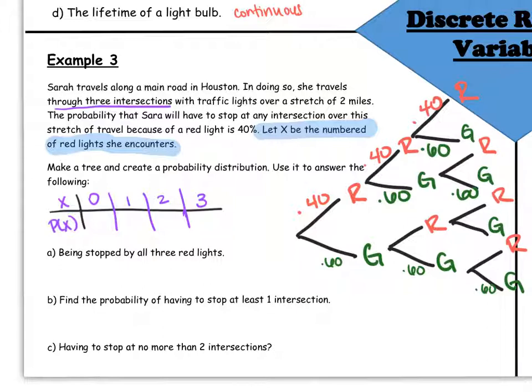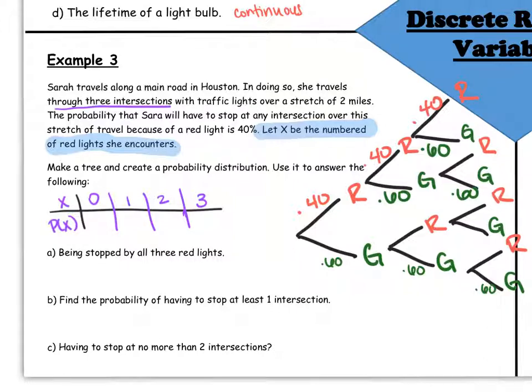So we're going to do 0.6 times 0.6 times 0.6. What does that actually mean in terms of this problem? 0.6 to the third means she went through 3 green lights. Everybody understand that? So 0.6 to the third is equal to 0.216, which means she encountered how many red lights? No red lights.